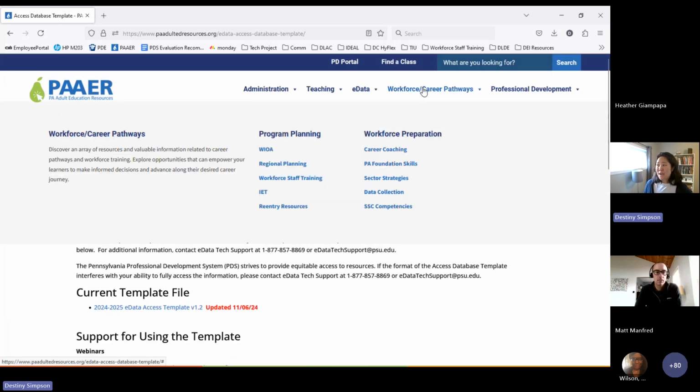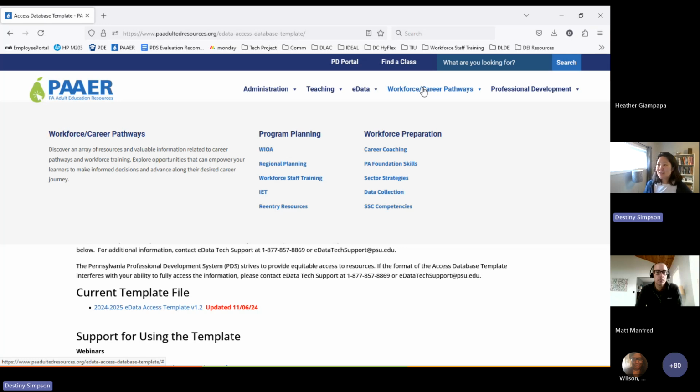The Workforce and Career Pathways section really has a ton of great resources for you as an administrator to help inform the work that you're doing, either to develop IETs or alternative pathways to help your learners transition to workforce or post-secondary ed. It also has resources for your student support coordinators to help them look at how they can support learners overcoming barriers and also help support their transition to post-secondary ed or the workforce.